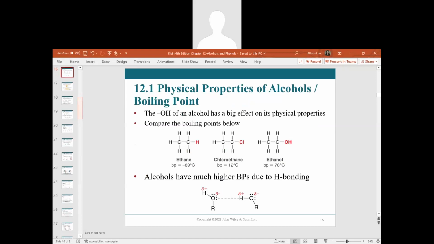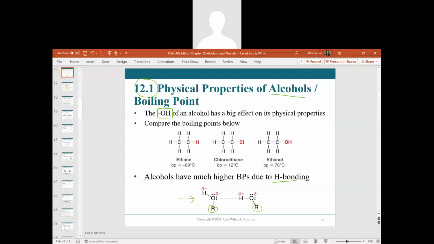So we have here some physical properties to discuss of alcohols. These are also covered in section 12.1. So we know that an OH group, the alcohol functional group, can hydrogen bond, right? This can hydrogen bond just like water. So these are just two generic alcohols here. They could be the same alcohol, the same R group, or different R groups, but the end that has the hydroxyl functional group, that can hydrogen bond.